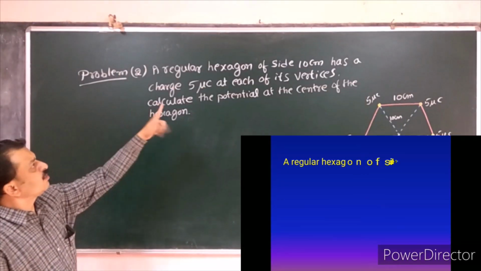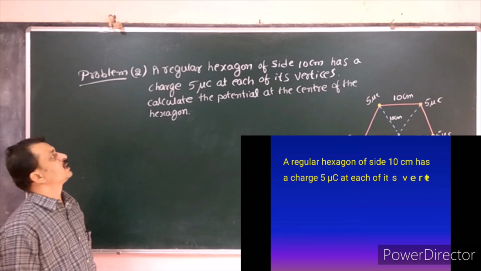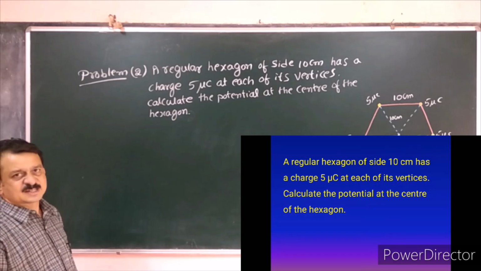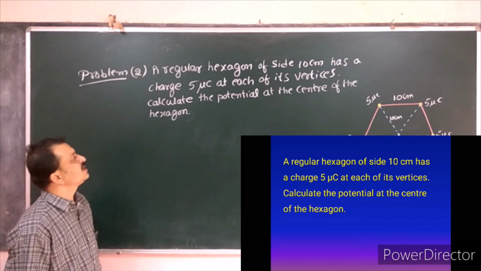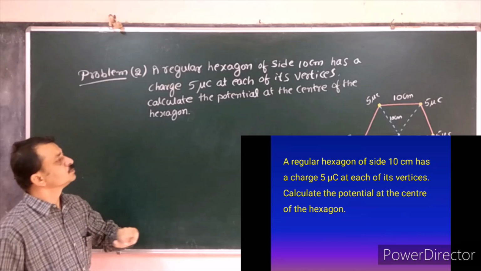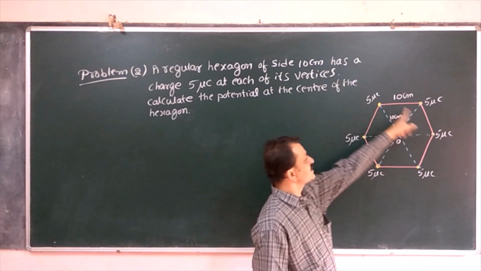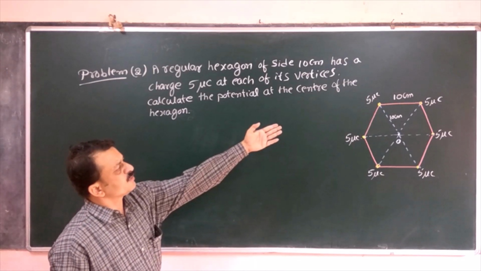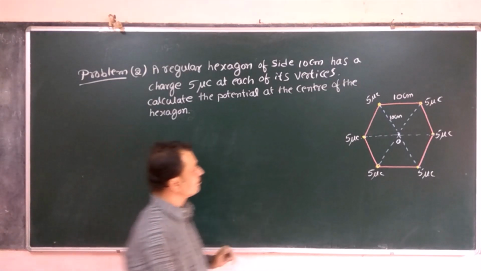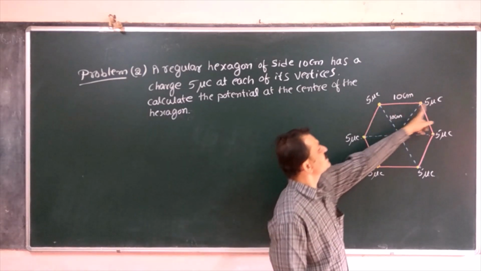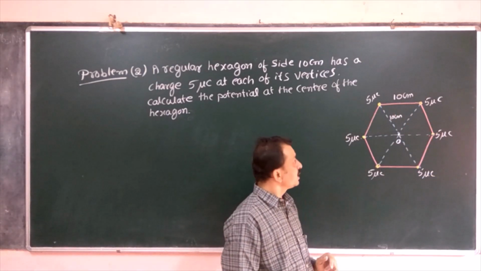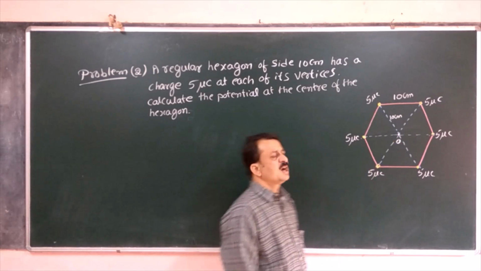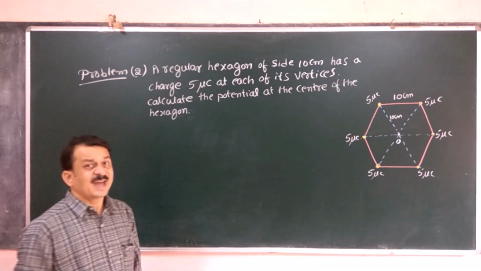Problem 2: a regular hexagon of side 10 centimeter has a charge of 5 microcoulomb at each of its vertices. Calculate the potential at the center of the hexagon. Now look at the diagram. This is the hexagon having 6 faces. All are of equal distance, that is 10 centimeter. We have 6 equal charges at the vertices, that is 5 microcoulomb. We have to work out the potential at the center O of the hexagon.